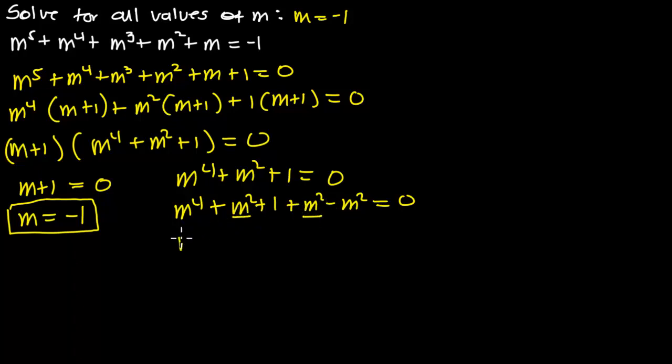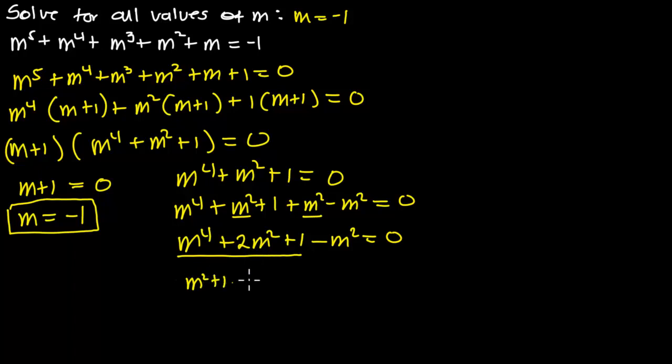Now over here, we can add m squared to m squared. So we are going to get m to the power 4 plus 2m squared plus 1 minus m squared is equal to 0. Now look at these three terms over here carefully. We can combine these terms as m squared plus 1 all squared. When we expand this, you are expected to get this. So do that and let me know the answer in the comment section. Then minus m squared is equal to 0.